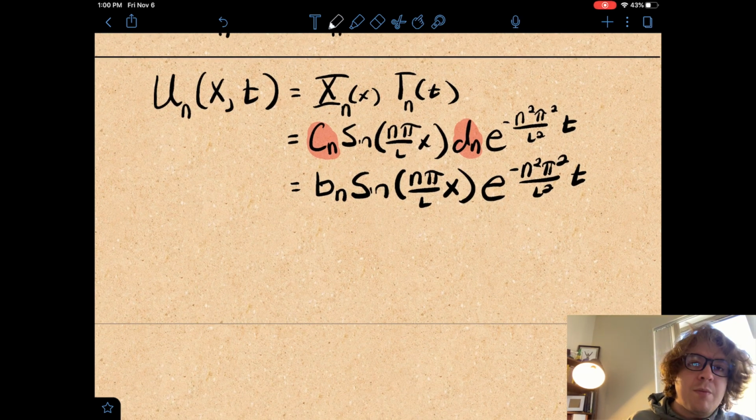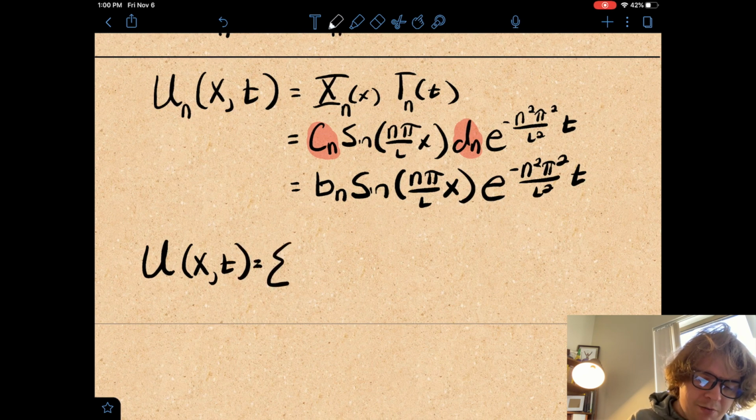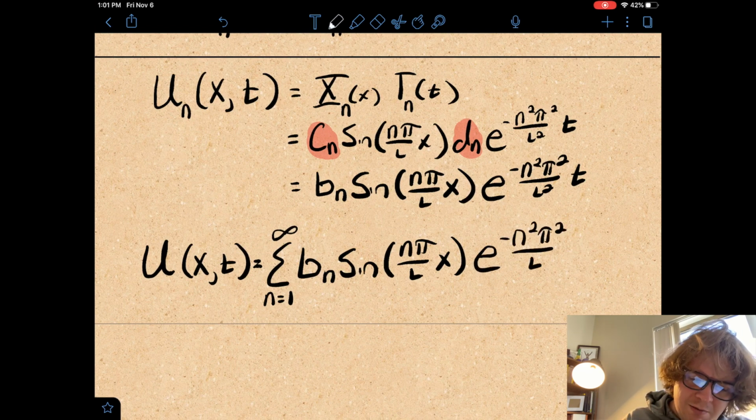Well, if I want the most general form of this, the general solution to the heat equation is going to look something like u of x,t is going to be the sum of all of those other solutions. So we can write this as a sum from n equals 1 to infinity of these b sub n's times sine of n pi over L times x times e to the negative n squared pi squared over L squared times t.